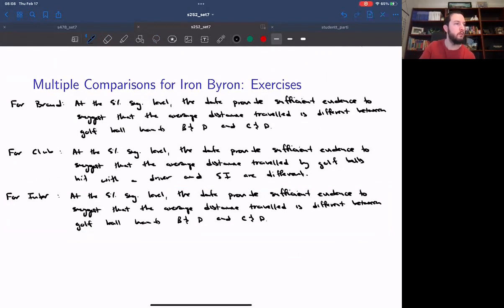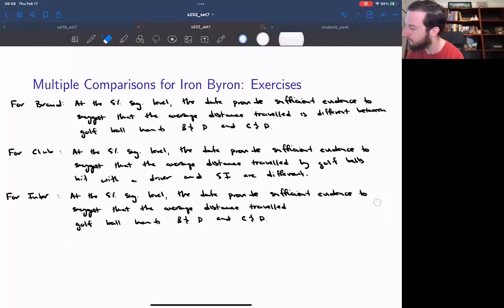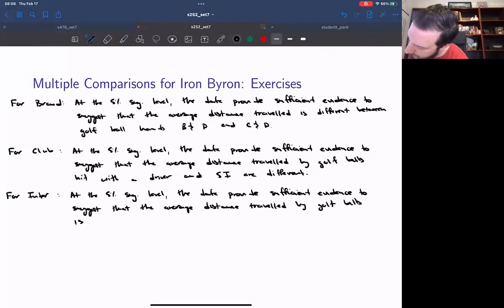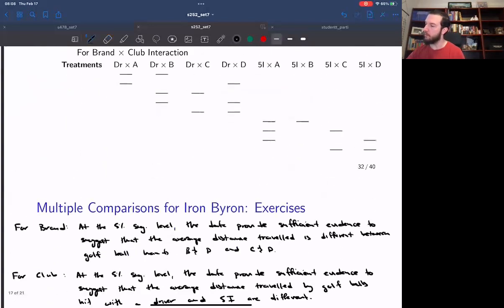This one is actually quite different. I guess what we can say is that the distance traveled by golf balls is different between, and then we have a... oh, and then if we go back, we can see here.